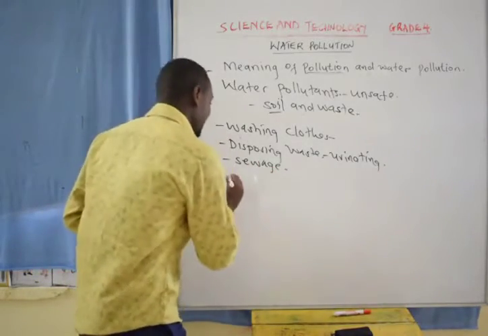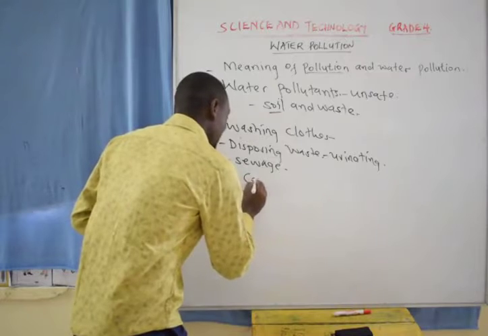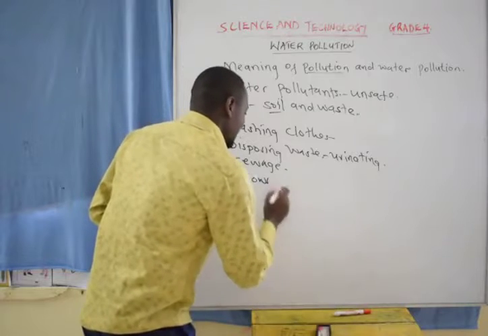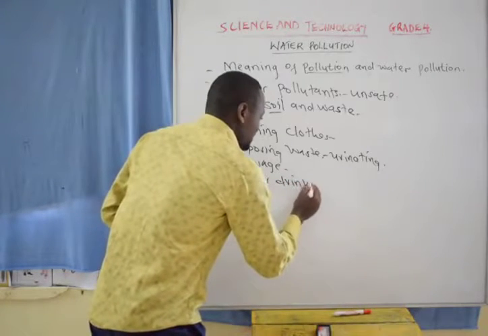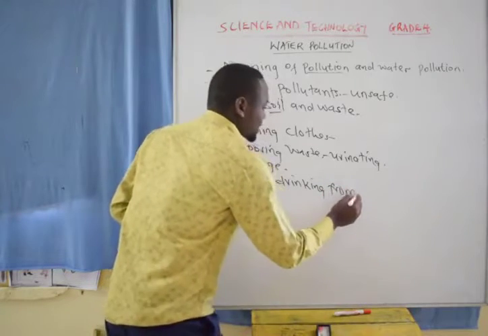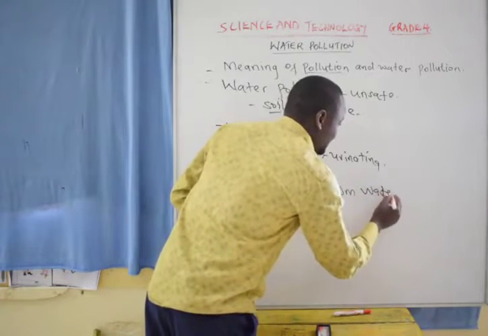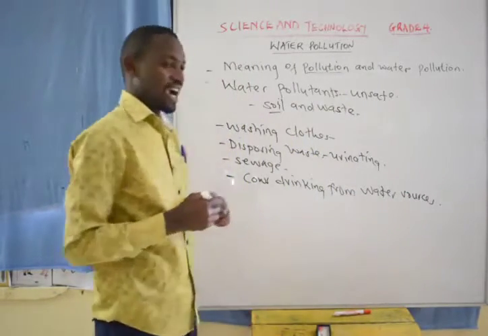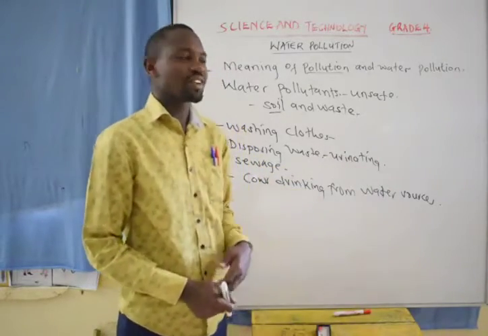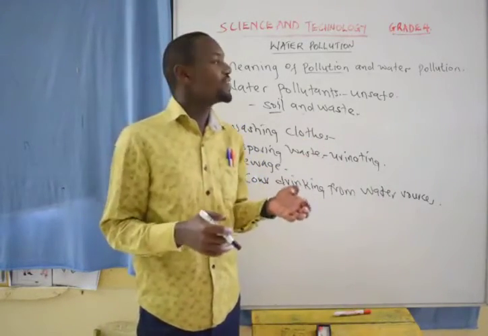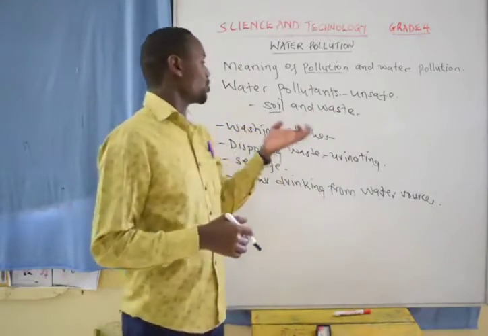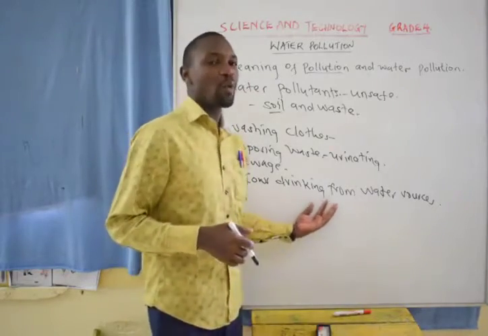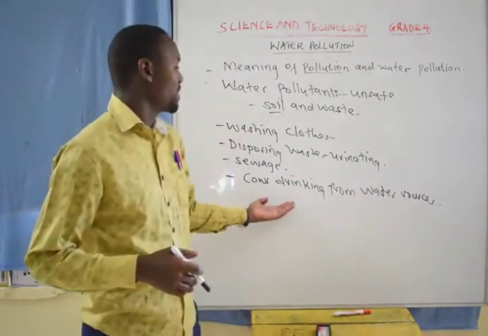You can also have cows or other animals grazing, urinating or drinking directly from the water sources. That is another way of polluting water. Cows which graze along the river banks or even the ponds, because in the previous classes we looked at sources of water, will deposit their waste into those water sources, and then they will be polluting water.